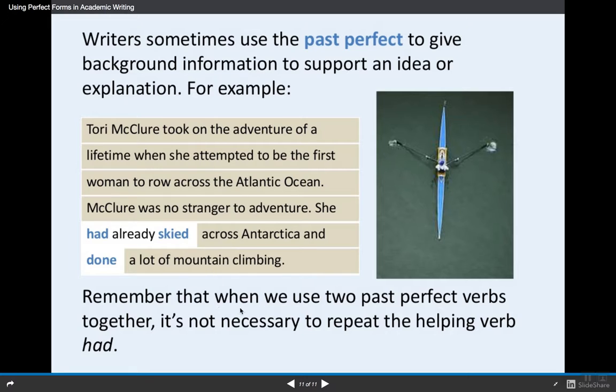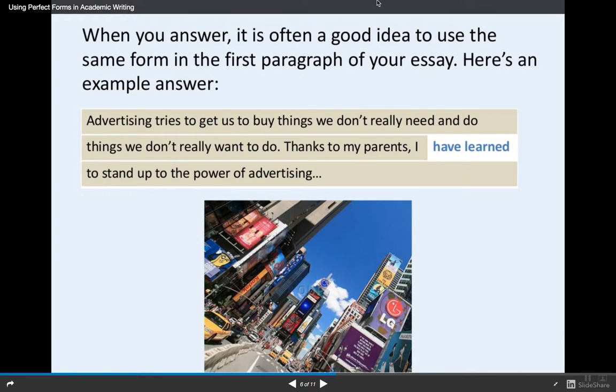But remember that when we use two past perfect verbs together, it's not necessary to repeat the helping verb had. So she had already skied, she had already done. But we say she had already skied across Antarctica and done a lot of mountain climbing. With the had here is omitted. That's the end of this.